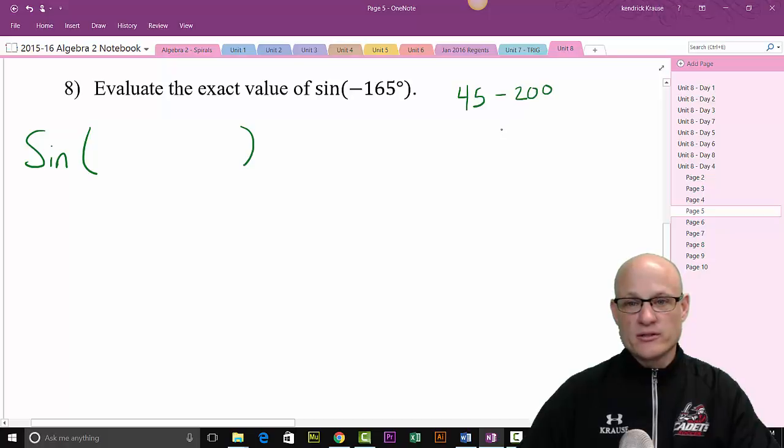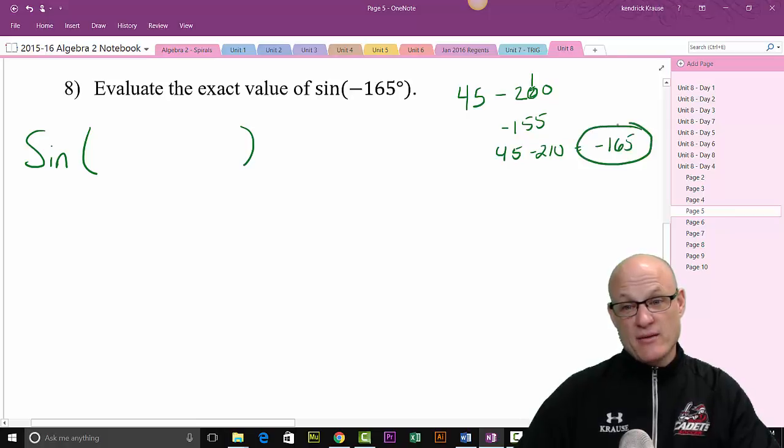Well, that would be negative 155. That's close. We got to go 10 more. So how about negative 210? Oh, wait a second now. 45 minus 210, that would be negative 165. But I wonder if 210 is one of my nice angles. Hold on a second. 210 degrees. 180, a little bit more. 210, oh yeah, that's 30 more. So that's one of my nice angles.